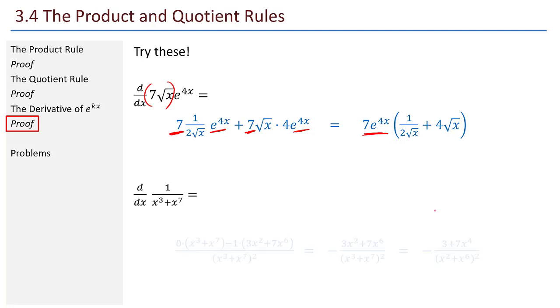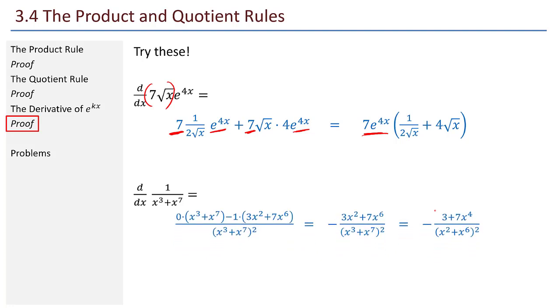For the second problem, here's how I worked it out. 0, the derivative of the top, times the denominator, minus the top times the derivative of the denominator, all over the denominator squared. And this simplifies nicely. You should at least get to that step. And then, purely optional, you can do a little bit of algebra and see if that last equation is true.